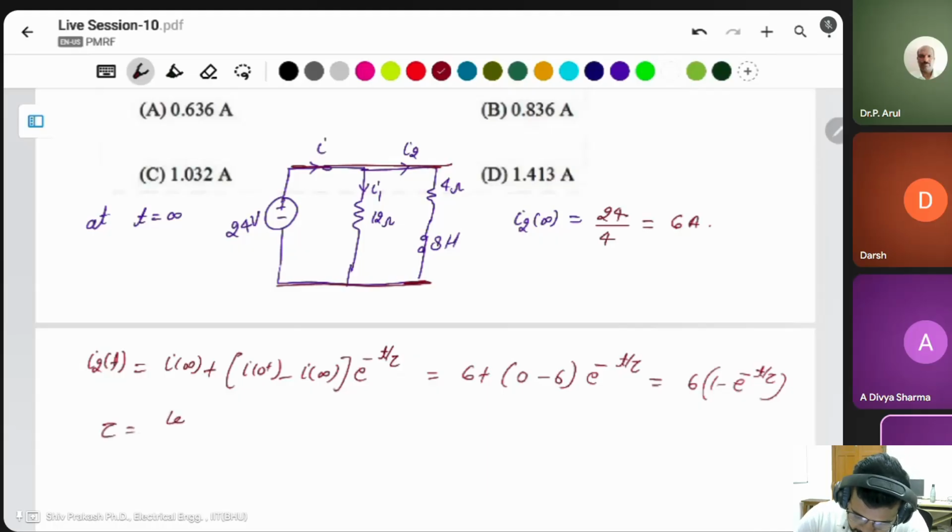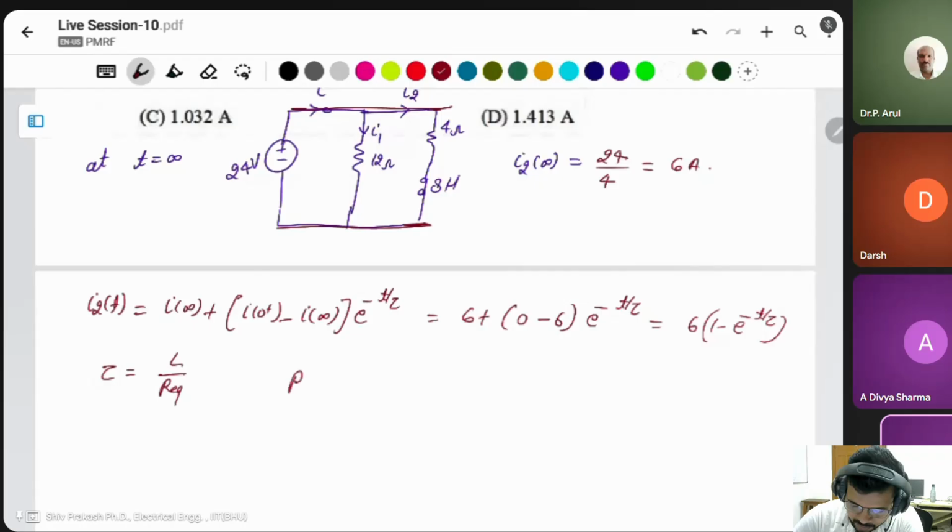Tau is mainly L by R. Here R is more than 1, it means we have to calculate the R equivalent. How can you calculate the R equivalent of this circuit? For the R equivalent, we have to calculate the RTH, Thevenin equivalent. R equivalent is the same as the Thevenin equivalent R.